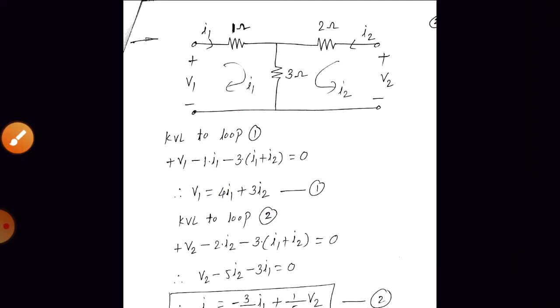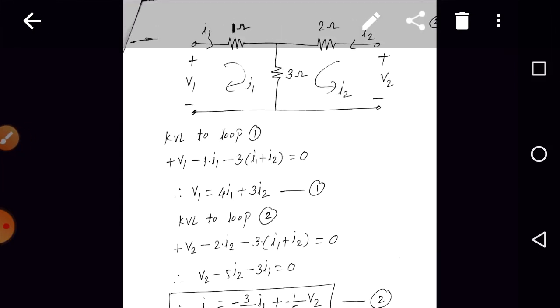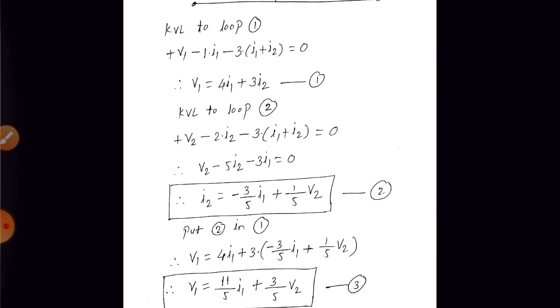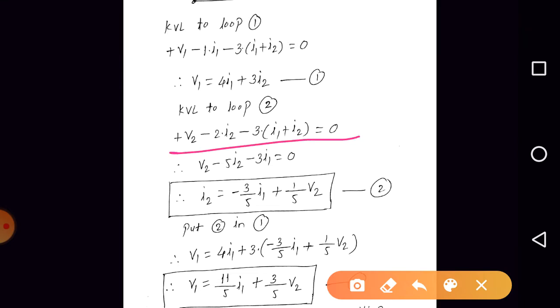So for that apply KVL to the second loop. What is the KVL equation? Plus V2 minus 2I2 minus 3 into I1 plus I2 is equal to 0. Rearranging the terms, so we can write I2, right? Because we require the expression for V1 and I2 in terms of I1 and V2. We can get it from the KVL to the second loop, right? So I2 is equal to minus 3 by 5 I1 plus 1 by 5 V2, right?